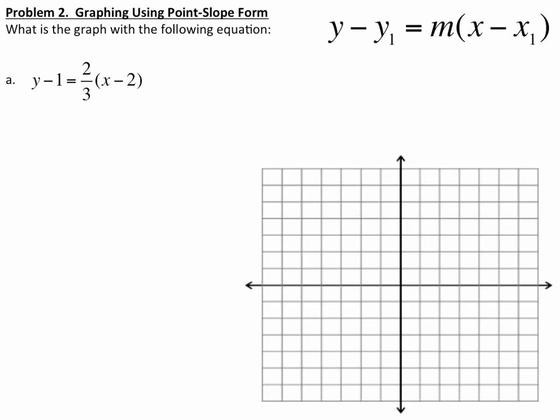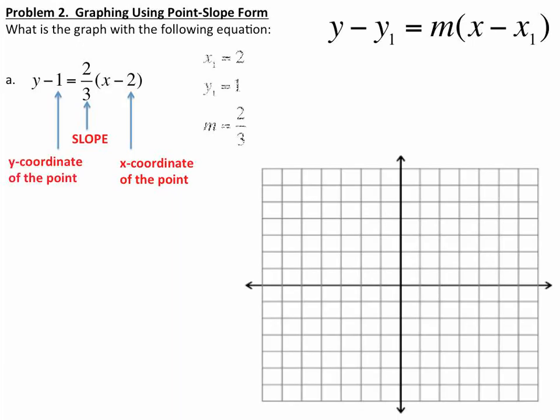All right, problem 2 asks me to graph it. So they're giving me the equation in point-slope form, and I just have to graph it. So I need to figure out the point, and then I'll use the slope to find the next point, and then I'll draw the line. All right, so that's the slope, 2/3. Here's your x1, your x coordinate, and there's your y1, your y coordinate. So you have an x1 of 2 and a y1 of 1.